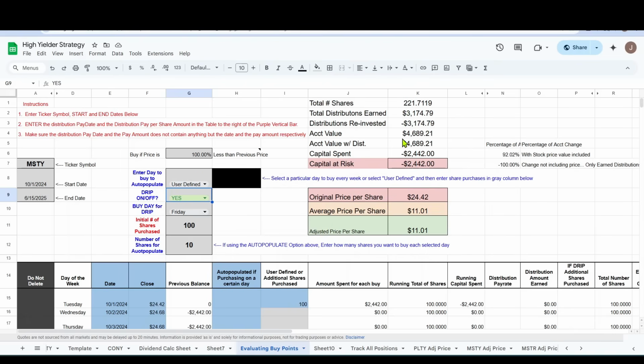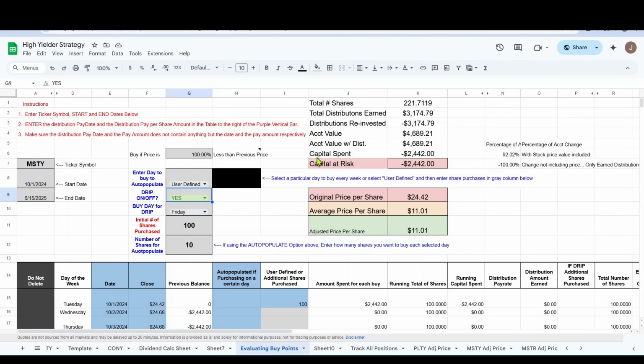So what is your account value? Well, your account value is $4,689, and that is the price of the stock times the number of shares. Your account value with the distribution, well, it's the same thing, right, as the one above, because you have not really gathered or captured any of the distribution. It's rolled right back in because you're accumulating and building your shares. And that's the only reason why you would have the drip on.